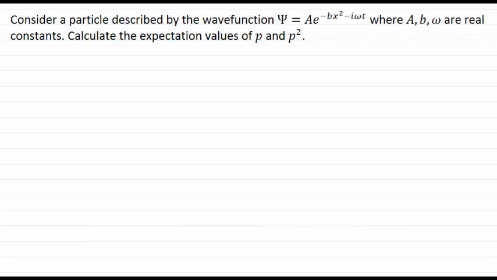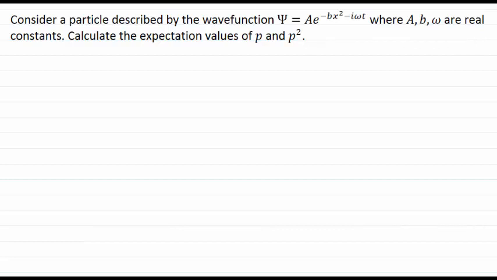In this PhysCast, we're going to calculate the expectation values of momentum and momentum squared for a particular wave function. This follows on from a previous PhysCast where we used the same wave function but calculated expectation values related to position. So it would be very useful if you watch that previous PhysCast first, as we'll be using some of the results for that in this particular calculation.